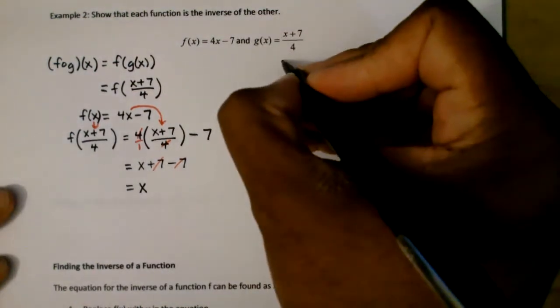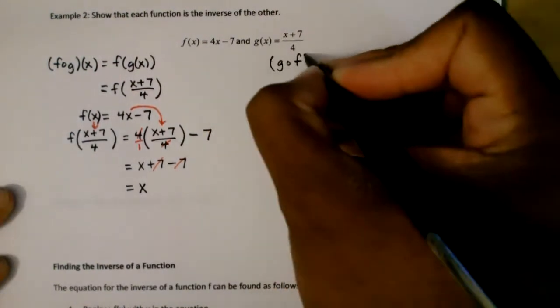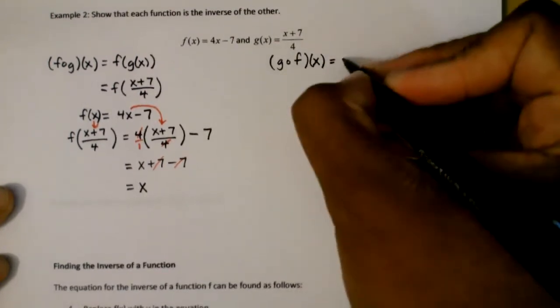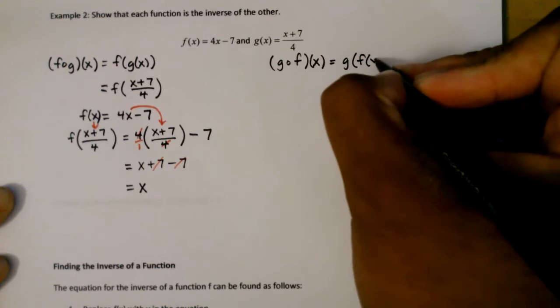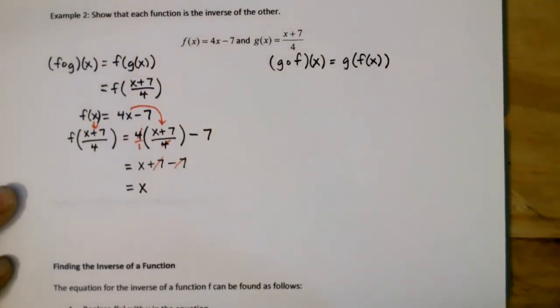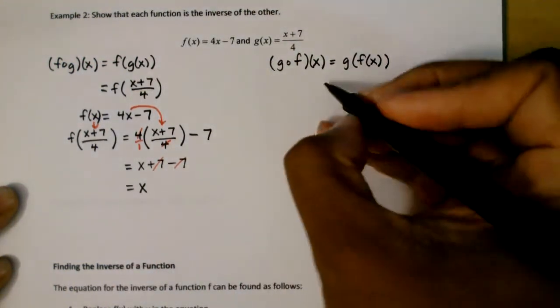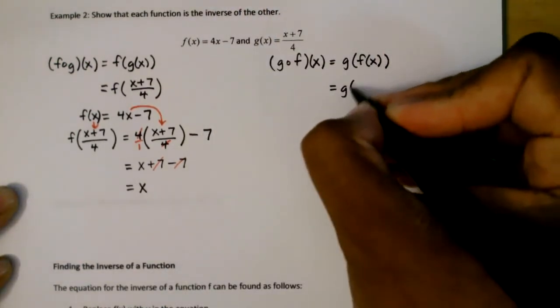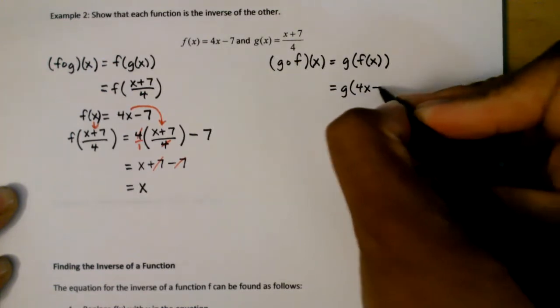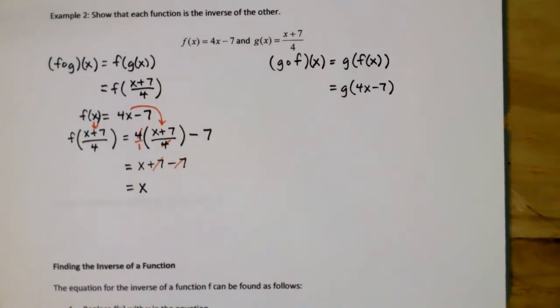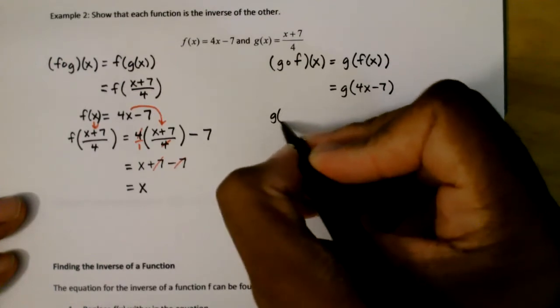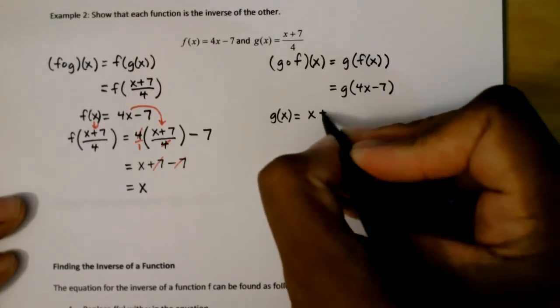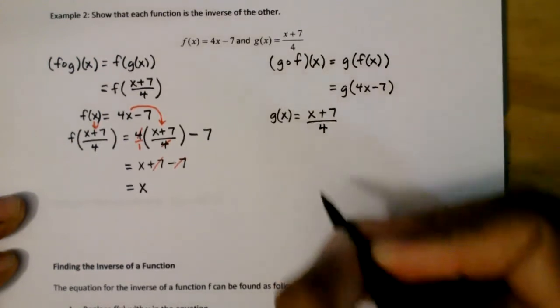Now I also got to do the composition of g with f of x, which is the same thing as saying g of f of x. When I simplify that, it must be equal to x as well for those two functions to be inverses. The inside function is f of x, and f of x is 4x minus 7. So I'm going to bring down the g and substitute the f of x with 4x minus 7. So I'm going to be evaluating g of 4x minus 7. Well, g of x, of course, is the x plus 7 all over 4.